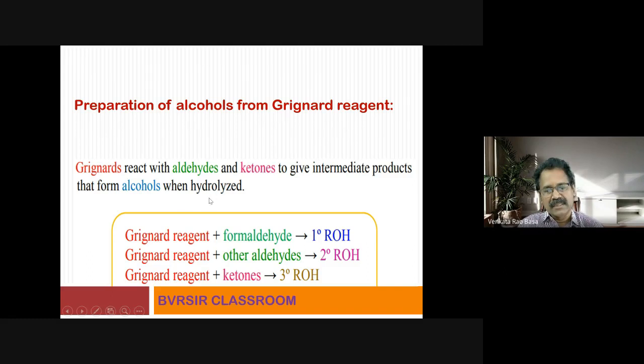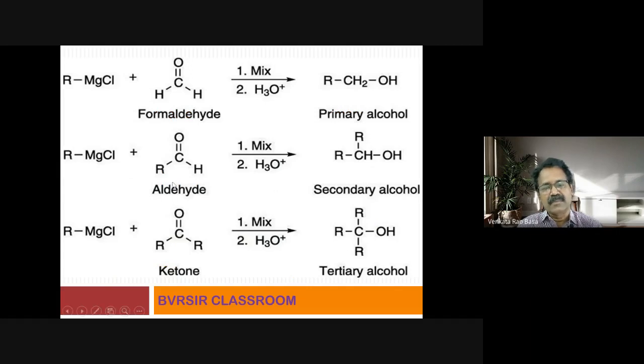How? Let us see. Grignard reagent plus formaldehyde followed by hydrolysis gives rise to a primary alcohol. Please remember this point. Grignard reagent reacts with formaldehyde, gives rise to an intermediate product, which on hydrolysis results in the formation of a 1-degree alcohol, that is primary alcohol. If Grignard reagent reacts with aldehydes other than formaldehyde, the product obtained will be a secondary alcohol. If Grignard reagent reacts with ketones, a 3-degree alcohol, that is tertiary alcohol, is obtained. In this way, alcohols can be easily prepared from Grignard reagent using aldehydes and ketones. This is the detailed explanation.